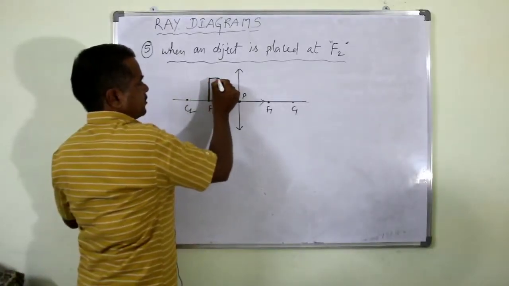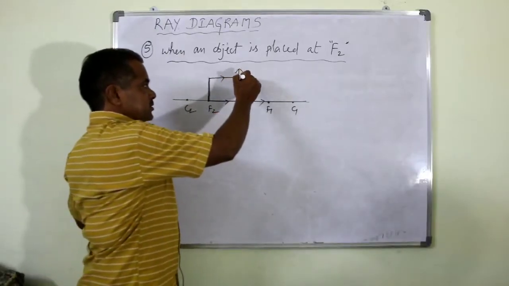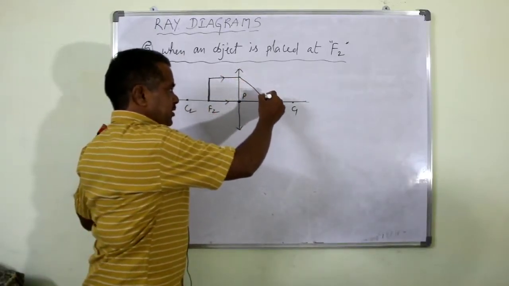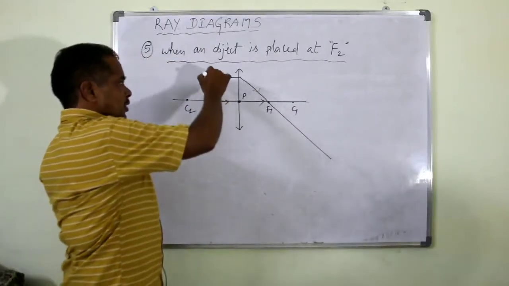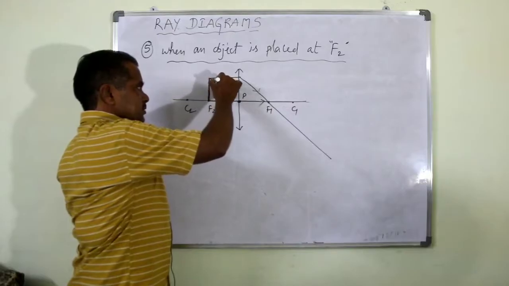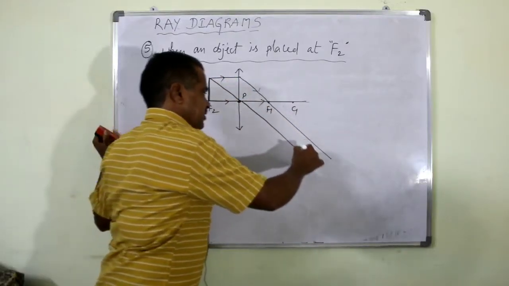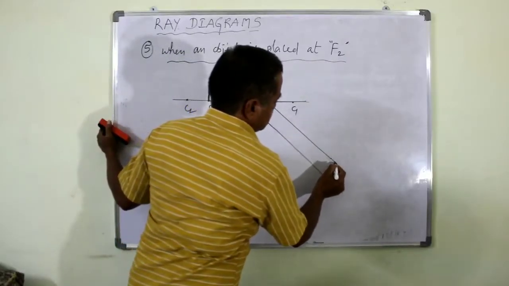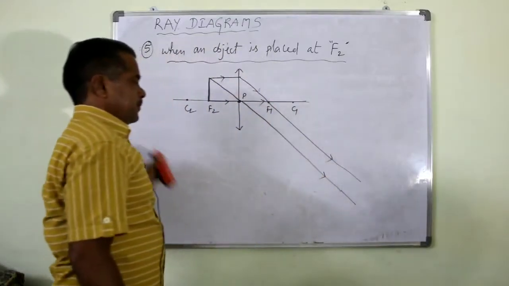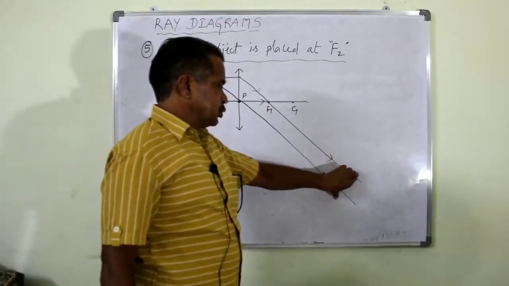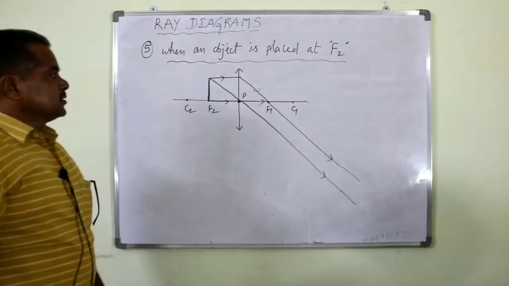And also take one more light ray from the top of the object which travels parallel to the principal axis. The corresponding refracted ray passes through the focus point. And take one more light ray from the top of the object which moves through the optic center. The corresponding refracted ray also doesn't deviate its direction. If we extend up to a long distance, these two light rays don't intersect at any point.